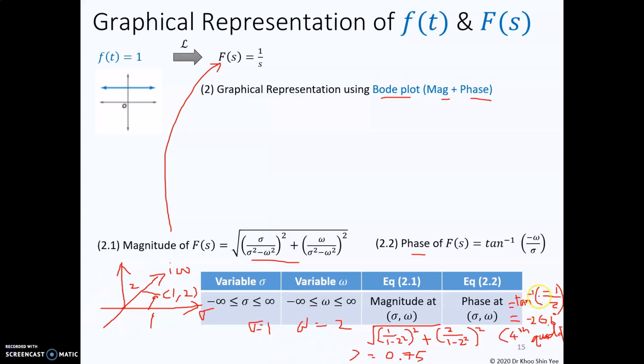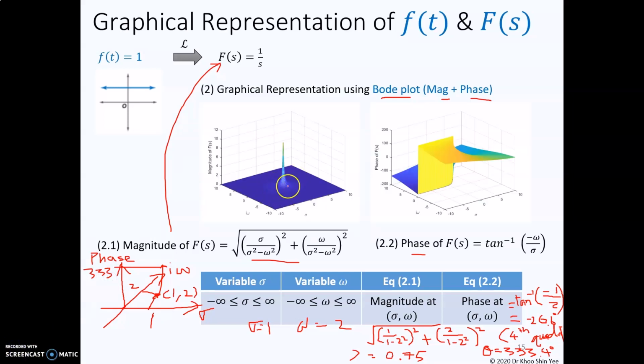So you can compute the phase and you get negative 26.6. And based on the real part equal to 2 and imaginary part equal to negative 1, we know that it's in the fourth quadrant. And your actual angle should be equal to 333.4 degrees. So with that, we know that at this point, where sigma equals 1 and omega equals 2, your phase is around 333.